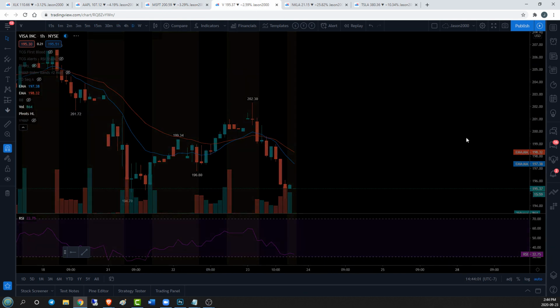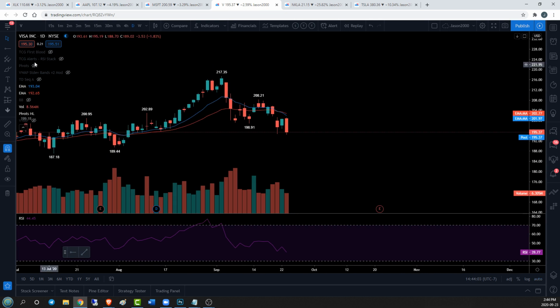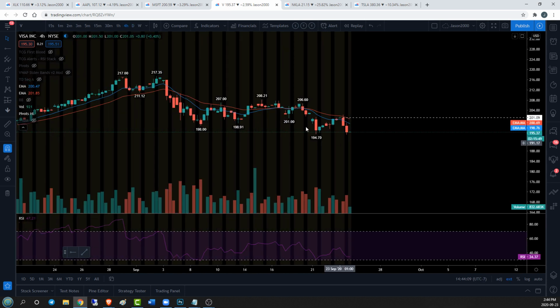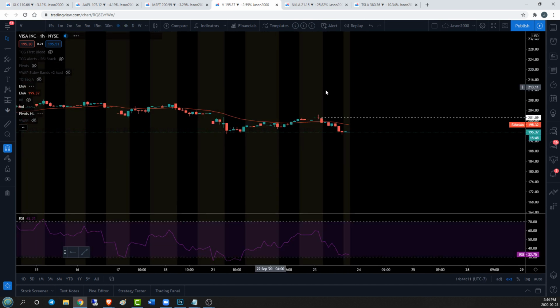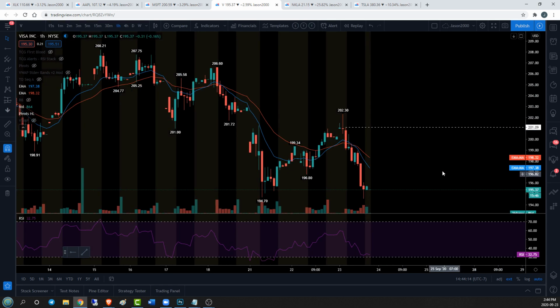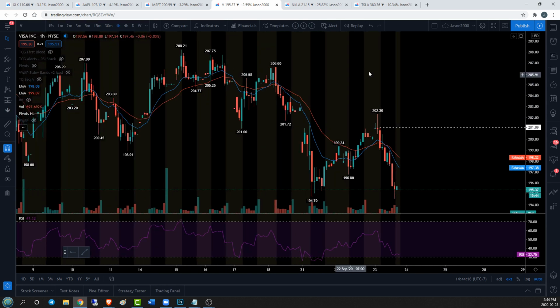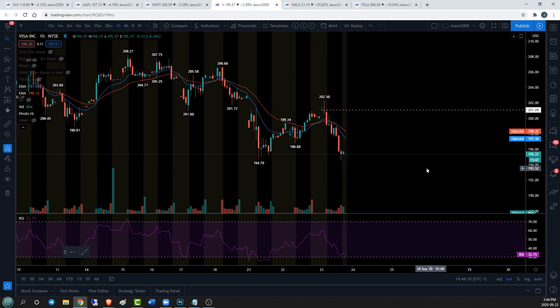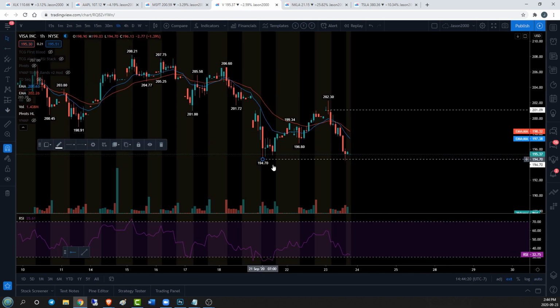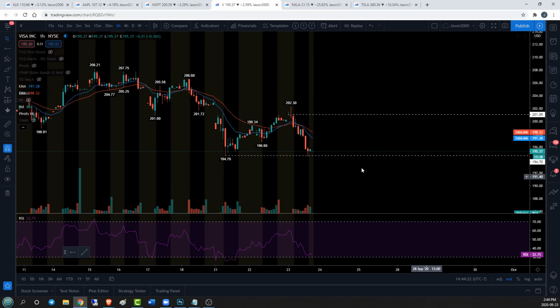Last up, Visa. Daily time frame also set itself a nice lower high today. Not as beautiful as the other charts either on the 4-hour time frame. I don't even like that on the 4-hour. I think this is going to be an hourly chart. And there she is. Nice wide range on the hourly time frame. A low at 194.70, almost a double bottom. Just managed to break it today.